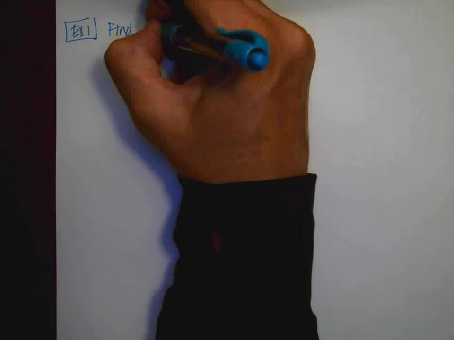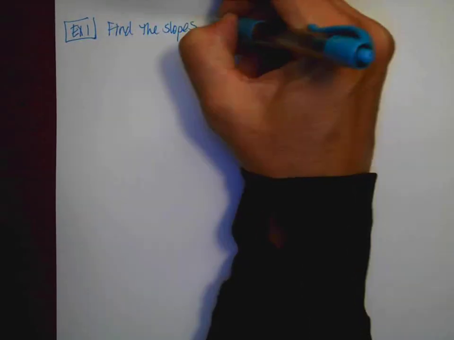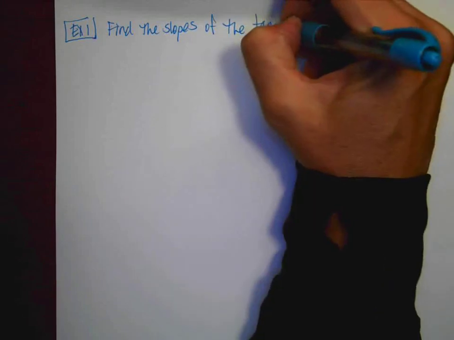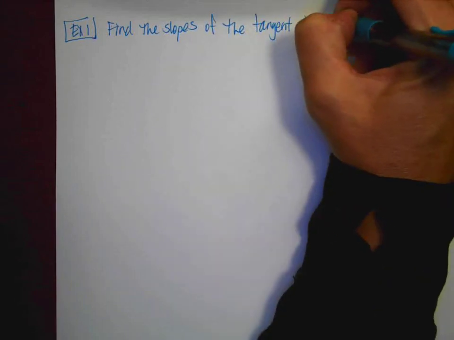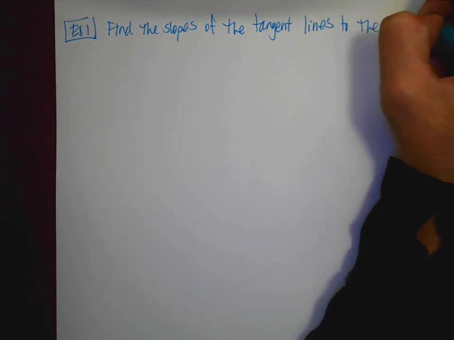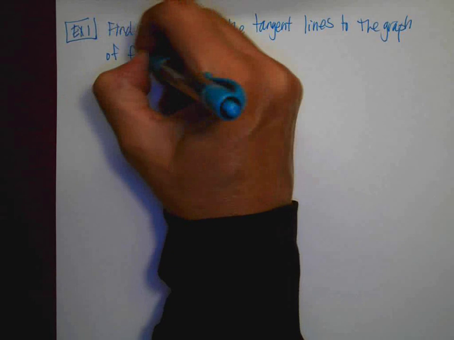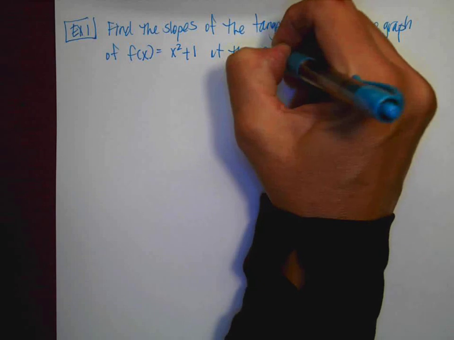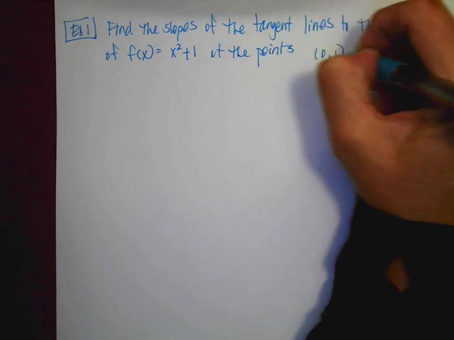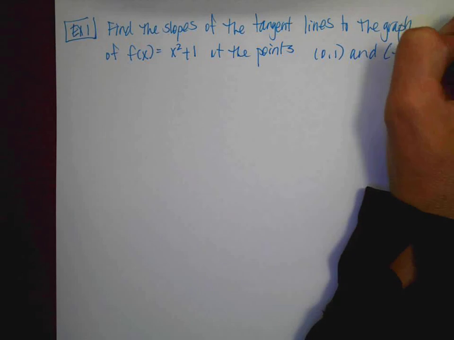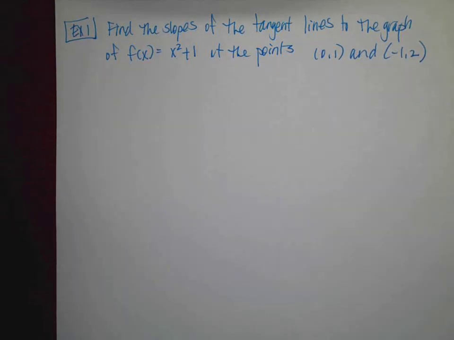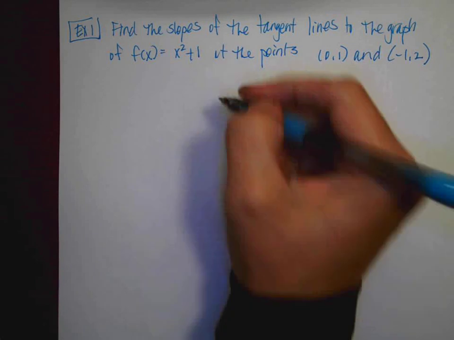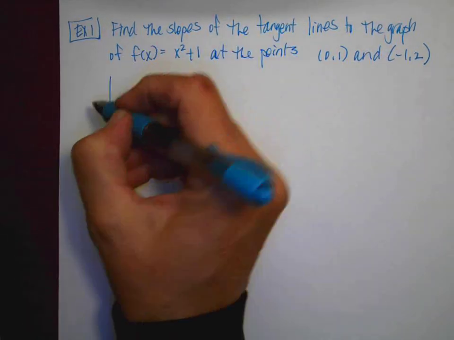So let's start off with an example. For example 1, it's going to say find the slopes of the tangent lines to the graph of f of x is equal to x squared plus 1 at the points 0, 1, and negative 1, 2. Okay? Alrighty. So I want to look at this that's an A, before we actually start.